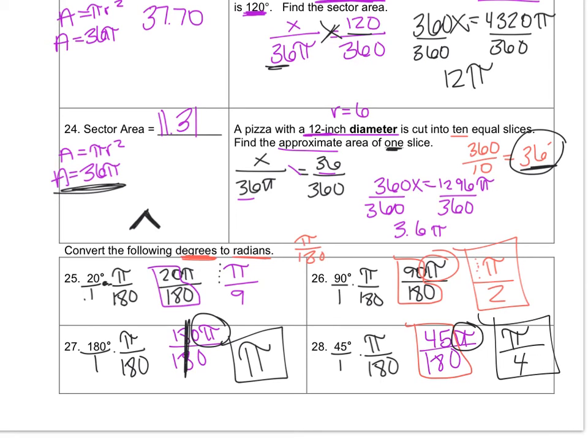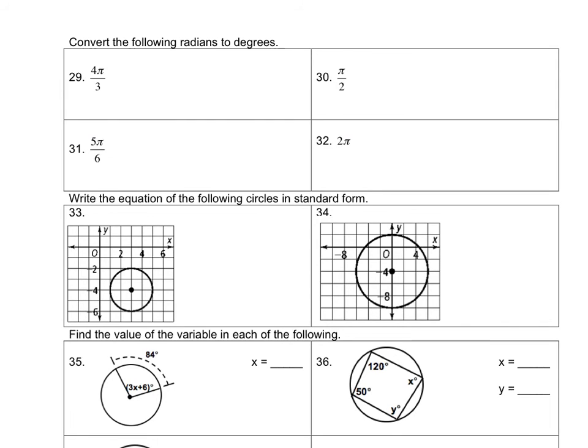Okay, now we're going to convert on the next page. We're going to start with radians and we're going to convert to degrees. So if we're starting with radians and going to degrees, we're just going to flip our fraction. We're going to multiply by 180 divided by pi to each thing. Remember, our pi's are probably going to cancel.